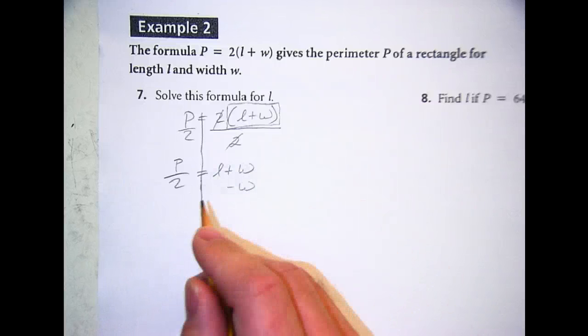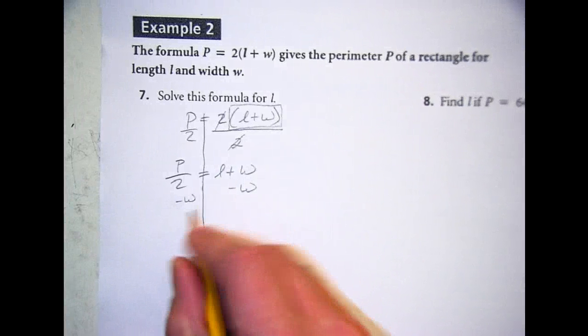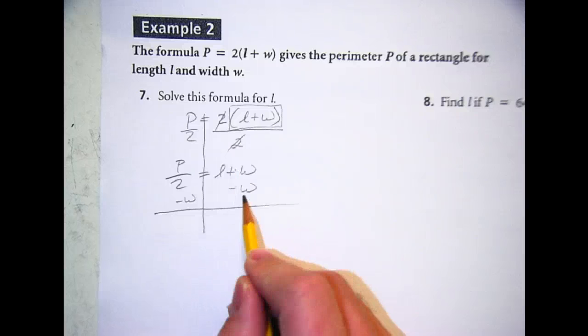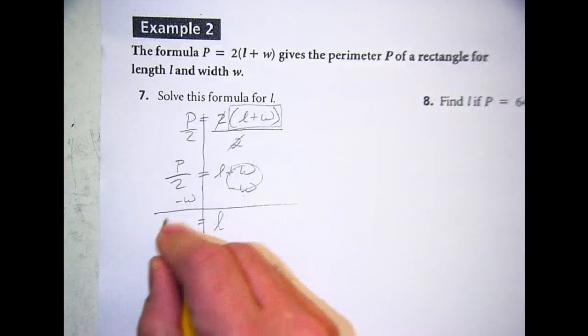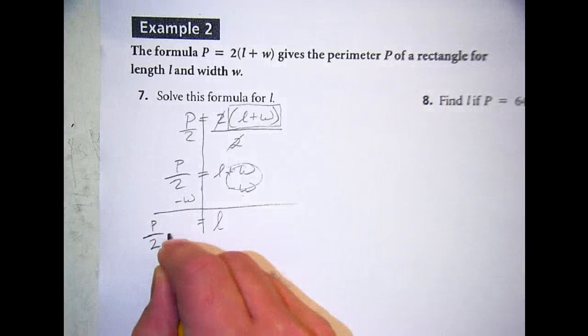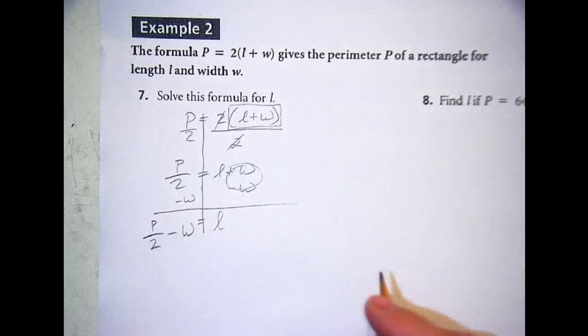Divide by W. I'm not going to divide. I am going to move the W, though. Inverse of adding: subtract W. Why would you subtract W, Jake? Yeah, because they're adding W. And W minus W is 0. So now I'm left with L. That's what I want. I'm left with P over 2 minus W. Is L by itself? Yeah.